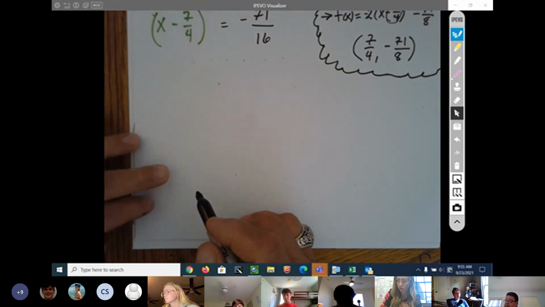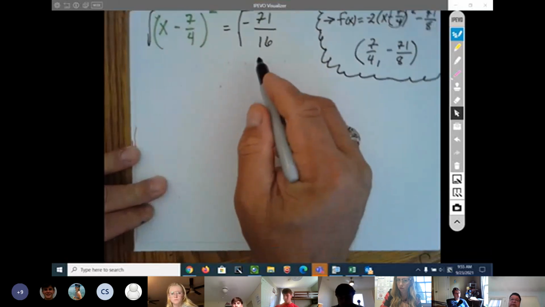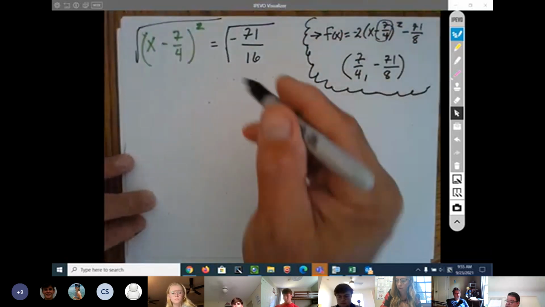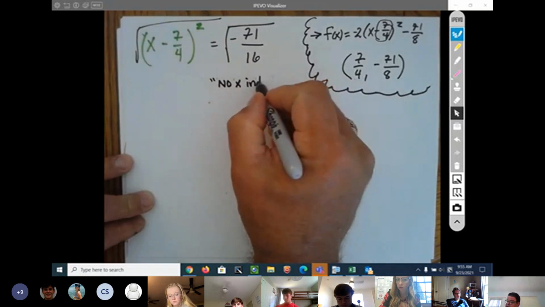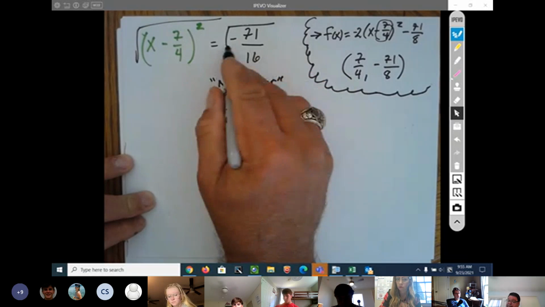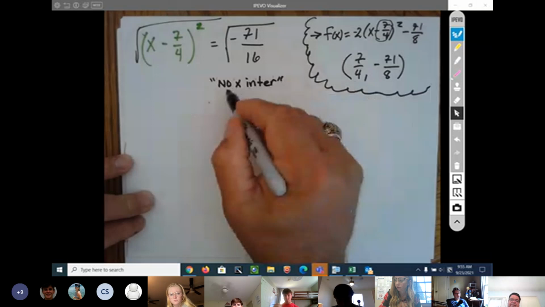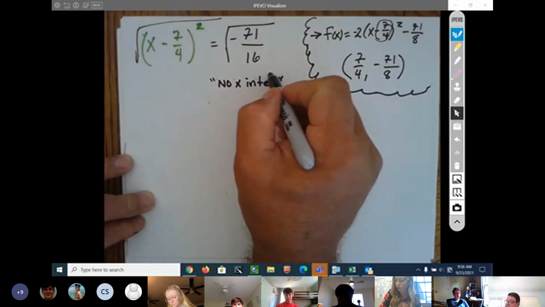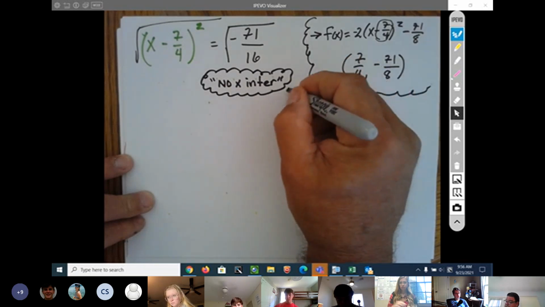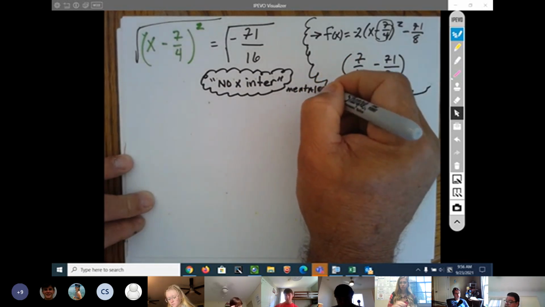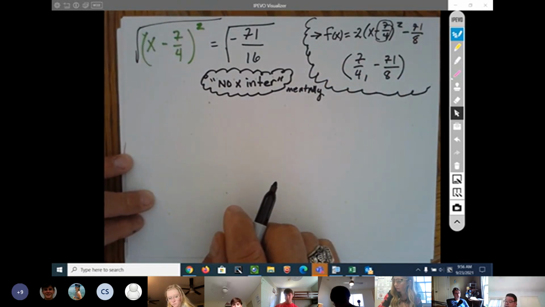Now we've got to solve it. At this point, I know we don't have any x-intercepts. I'm going to put right here, no x-intercepts, because you can't take the square root of a what? Negative. So that tells us this graph does not have any x-intercepts. You think that mentally, or you write it over to the side, because they're going to ask you for the answer in terms of i. Okay, so they're going to ask you to keep going.